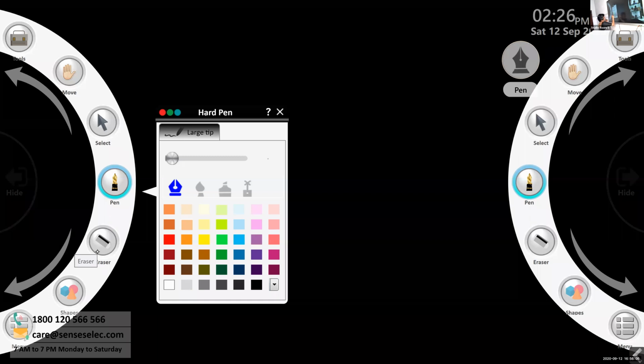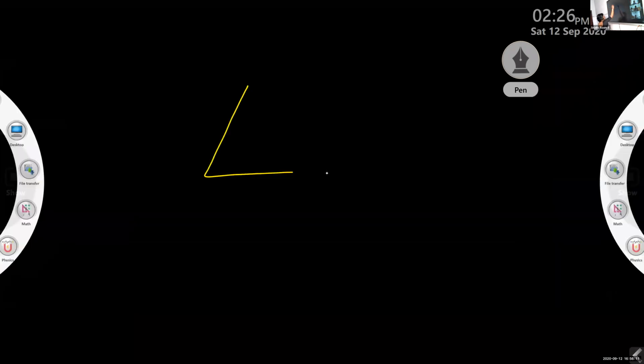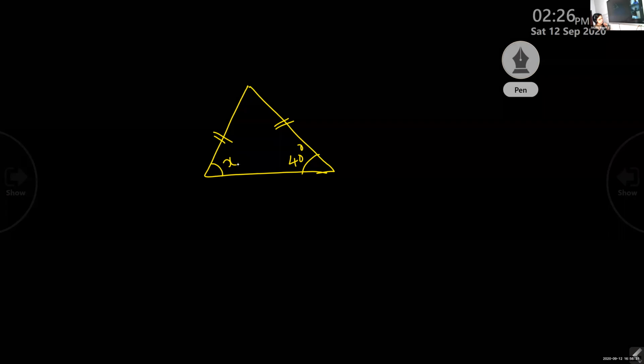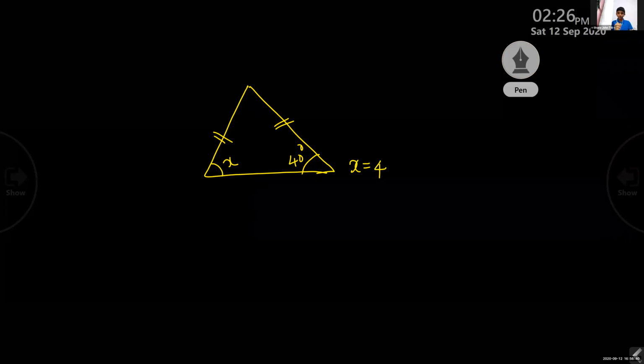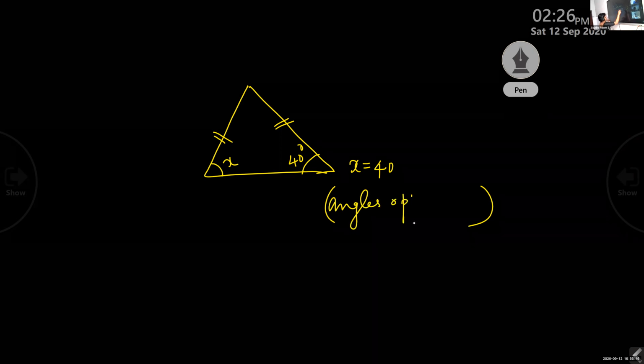I'm writing a question on the board. Just find out the answer. First one is very simple. See, this is a triangle and it's given these two sides are equal. And this angle is given 40 degree. Find x. What is the reason? Because they are opposite to equal sides. So we can say x is equal to 40 degree. Write the reason: angles opposite to equal sides.